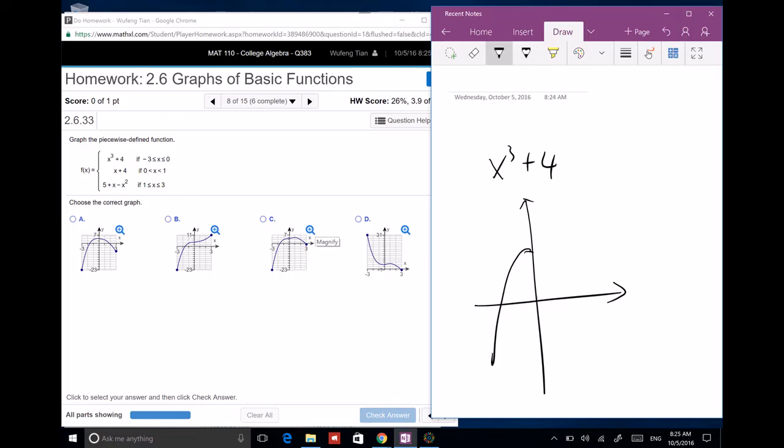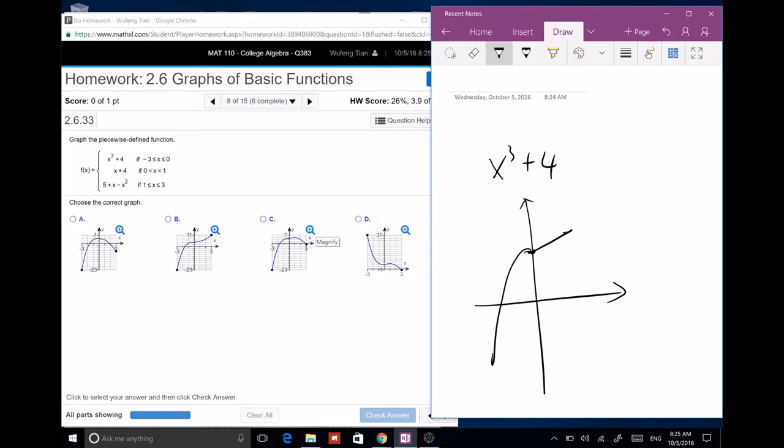Okay, and then x plus 4 from 0 to 1. So at 0 it is 4, and at 1 it is like this. You have to do a linear equation. 1 plus 4 is 5, so it comes to here. It has increased a little bit, okay?